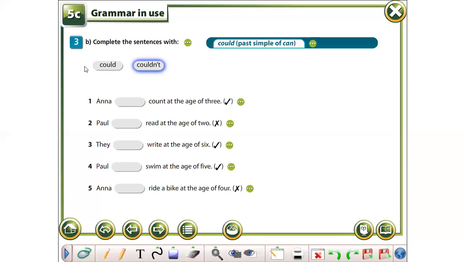Number 1 says, Anna count at the age of 3. And I have this. What do you think it is? Could or couldn't? Could. It's could. Page 78.